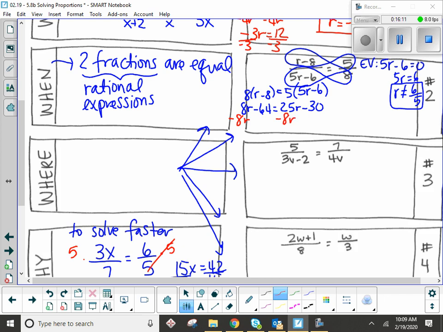So if I move the r's to the right, then I need to do what with the constant? Move it to the left. So I would do that by adding 30.